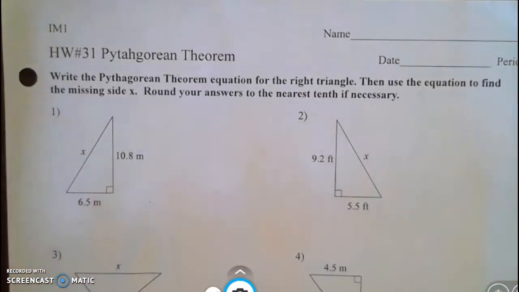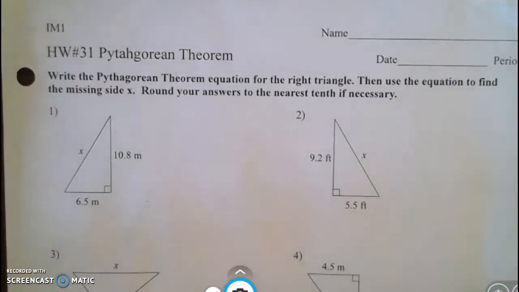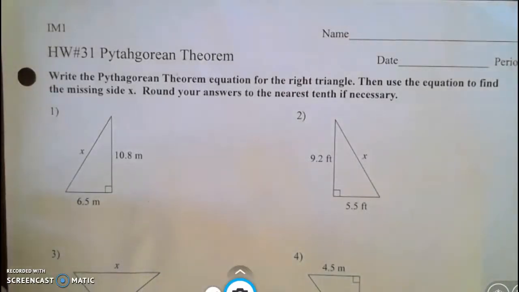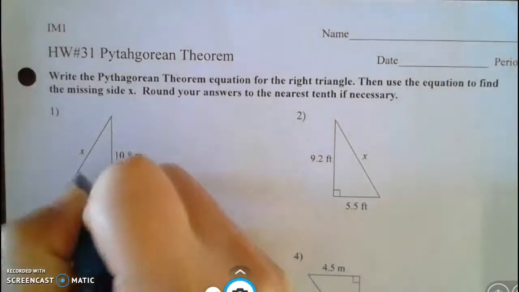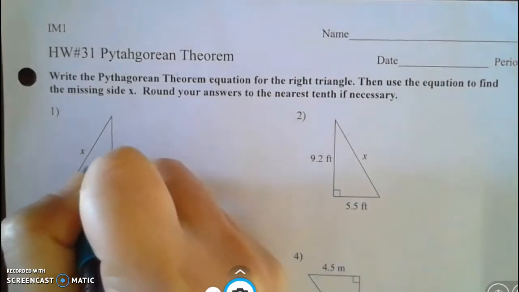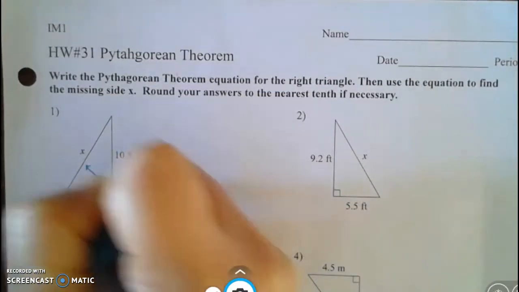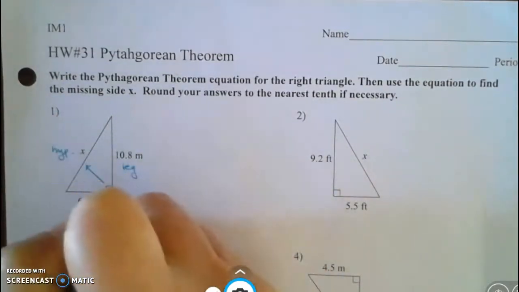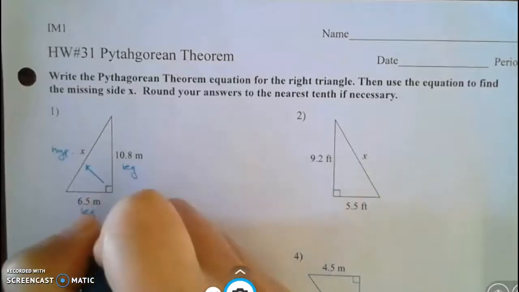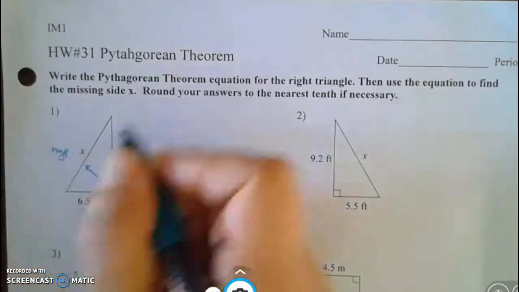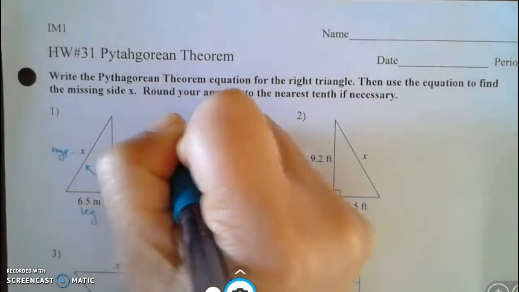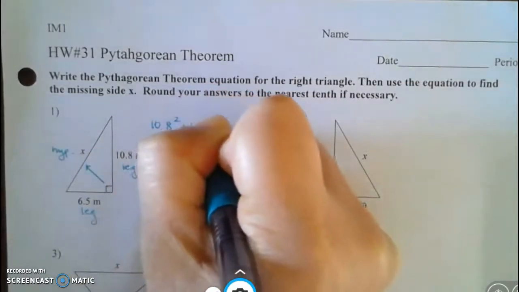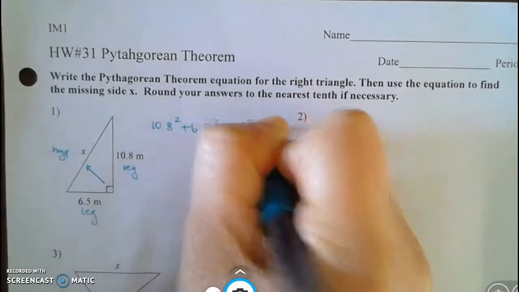Pythagorean theorem. Write the Pythagorean theorem equation for the right triangle, then use the equation to find the missing side x. Round your answer to the nearest tenth if necessary. So what do we have here? Well, first thing is you want to identify the hypotenuse and the legs. Across from the right angle is going to be my hypotenuse. That means this is my leg and this is my leg. So leg squared plus leg squared is hypotenuse squared. So it's 10.8 squared plus 6.5 squared is x squared.